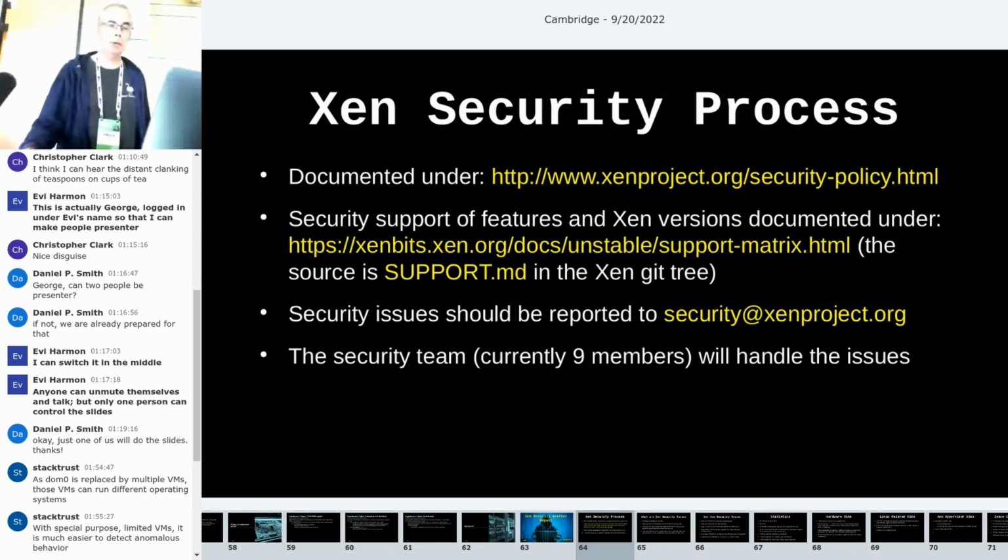Any security issues being discovered should be reported to security@xenproject.org. Those will be kept confidential until disclosure or pre-disclosure is possible. And normally the security team, which currently has 9 members from the Xen community, will handle those issues.